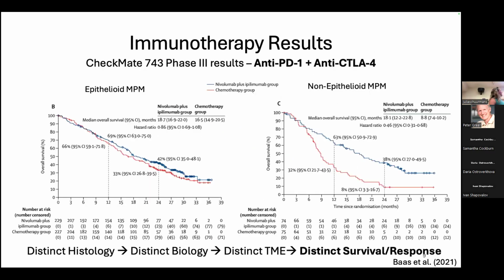However, if we break it down to the two subtypes, epithelioid and non-epithelioid, we see that the benefit for survival is largely maintained within the non-epithelioid subtype, while our most common subtype, the epithelioid subtype, sees almost no benefit at all. So while this is a great immunotherapy for about 20% of our patients, it's not addressing the larger problem.